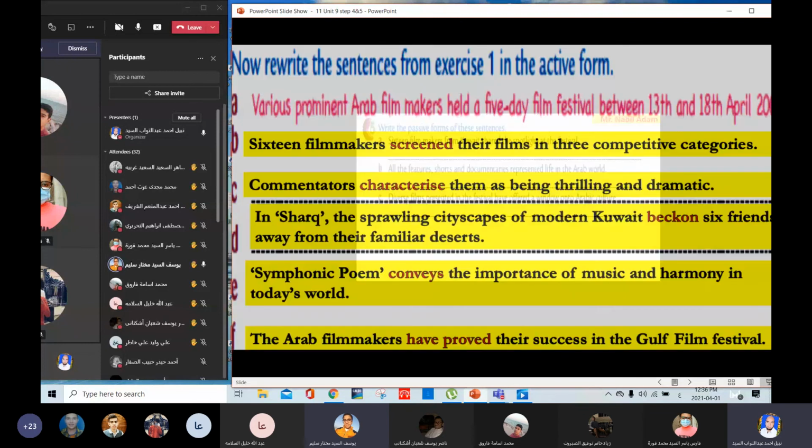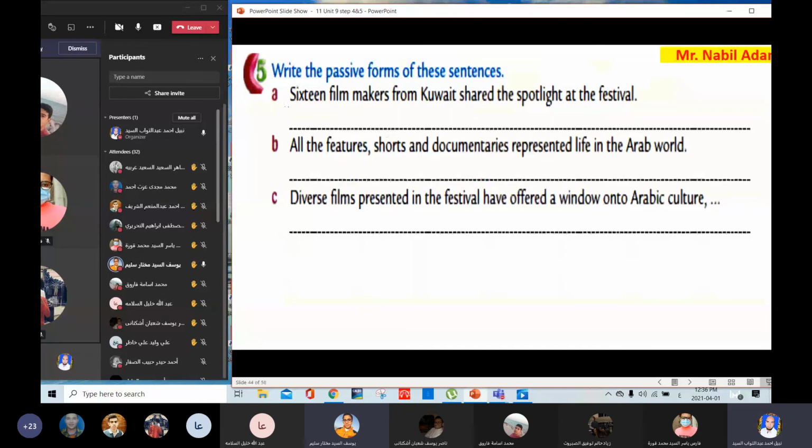Next exercise. You've got here sentences in the active. You are going to write the passive forms of these sentences. How will I change active into passive? You begin with the object and you have to define which tense it is. Use a correct verb to be, and then we use the past participle as well. 16 filmmakers from Kuwait shared the spotlight at the festival. Begin with the spotlight. Ali Walid. The spotlight was shared by 16 filmmakers from Kuwait.